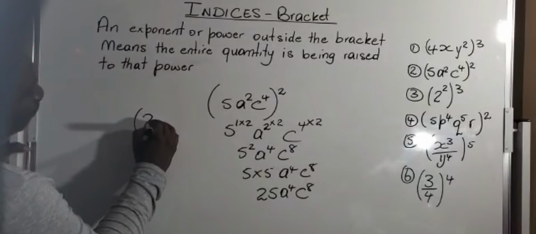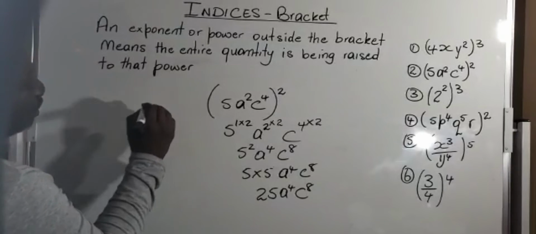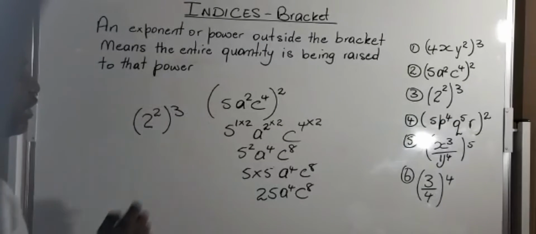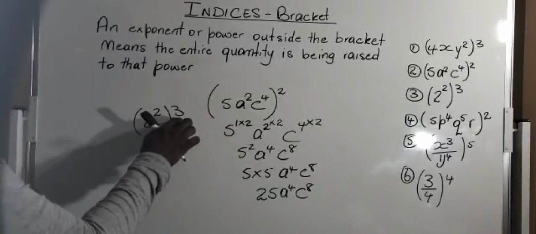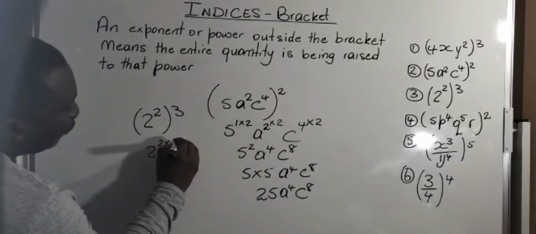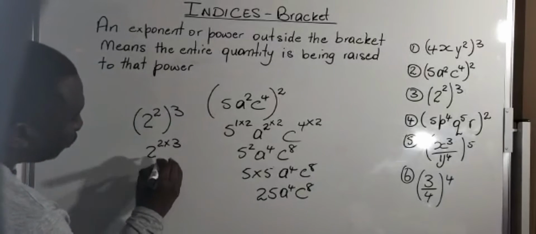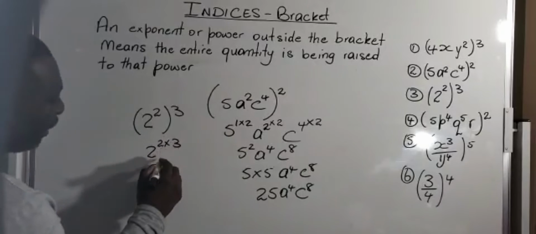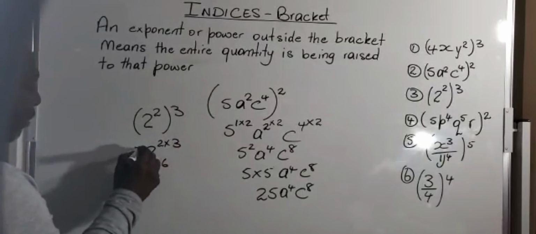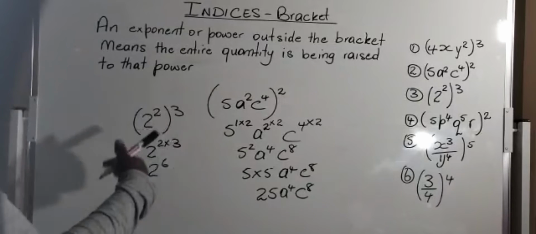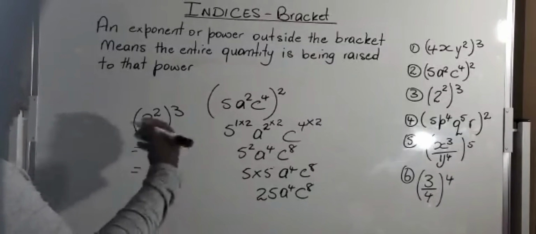So 2 being raised to the second is being multiplied by 3. So again, guys, this will be 2 to the second times 3. 2 3s will give us 6 in simple form. And again, this will be 2 being multiplied by itself 6 times.